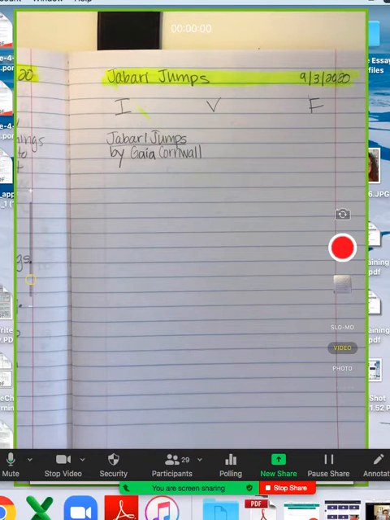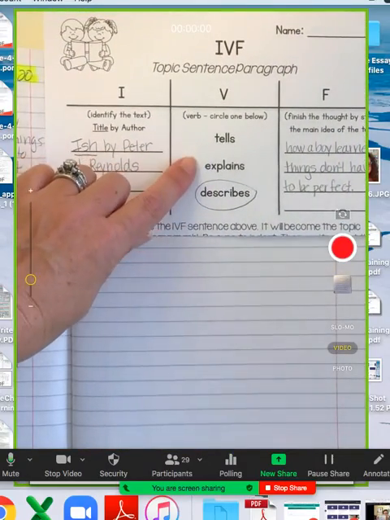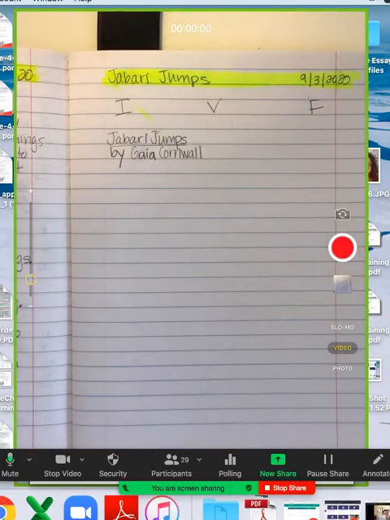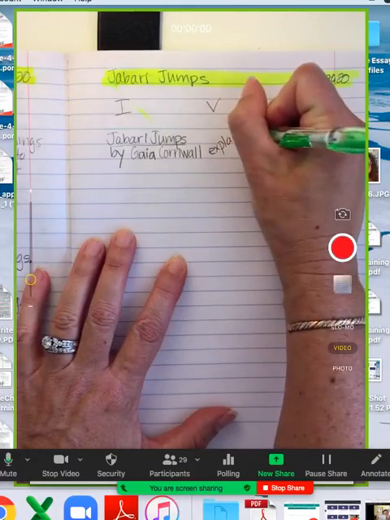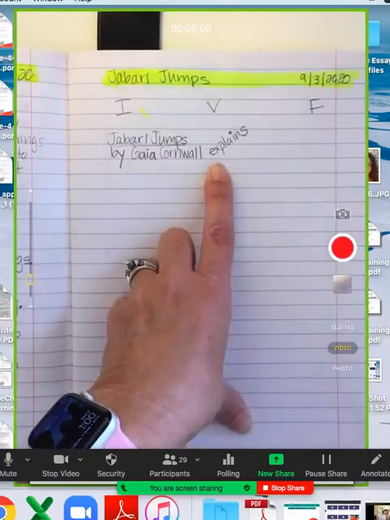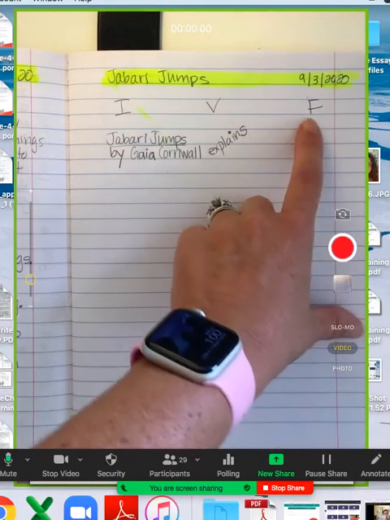Okay, thank you, Kaya. What does the V stand for? Verb. So here are some good verbs for an IVF. We can use tells, we can use explains, we can use describes. Unmute yourself and shout out a verb that we should use for this summary. Explain. All right. The first one I heard was explains, but a lot of you said describes, and if you want to use describes, you may. Explains. All right.